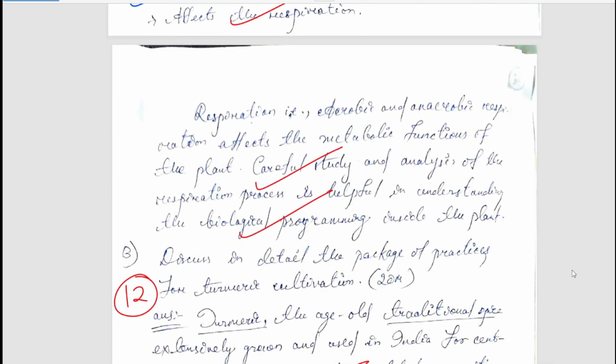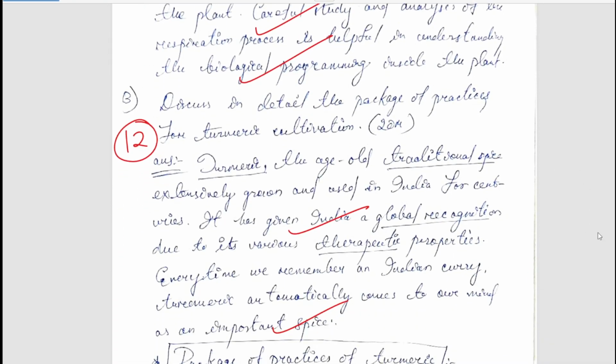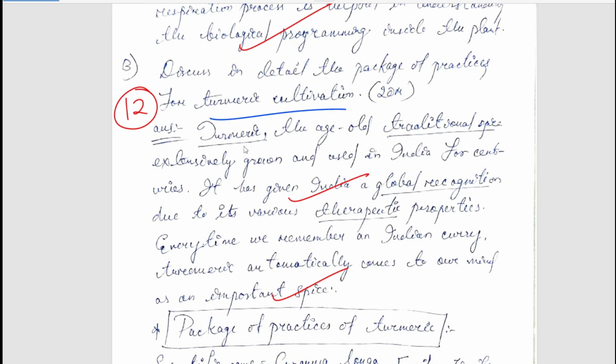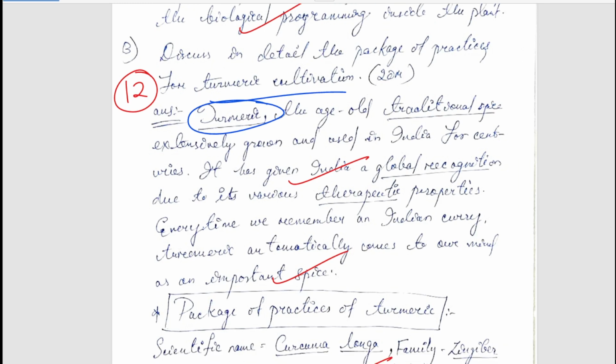Now the next question is, discuss in detail the package of practices for turmeric cultivation. So obviously turmeric, you all know, is a very major crop in India, and you should know that around 70% of global production and 70% of global export of turmeric is from India only. Okay, and there are various turmeric varieties which have got GI tags such as Lakadong turmeric of Meghalaya.